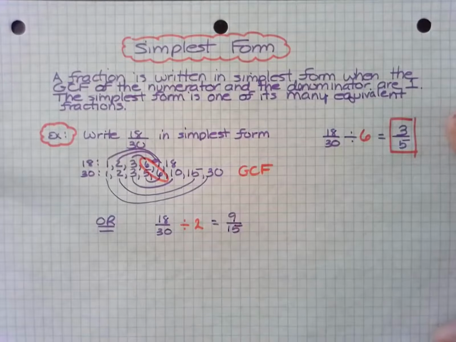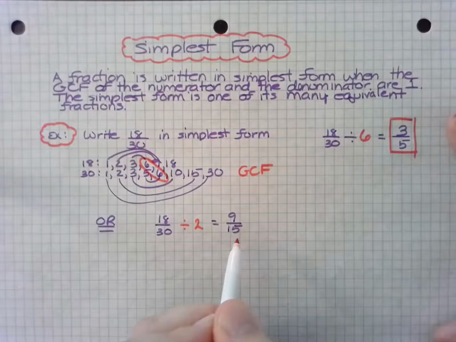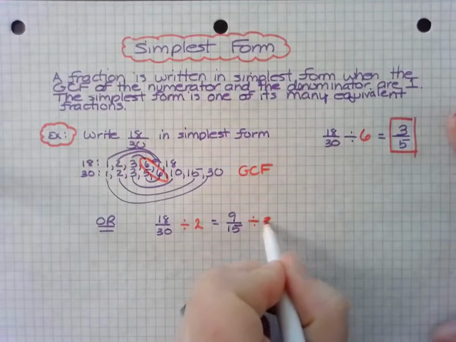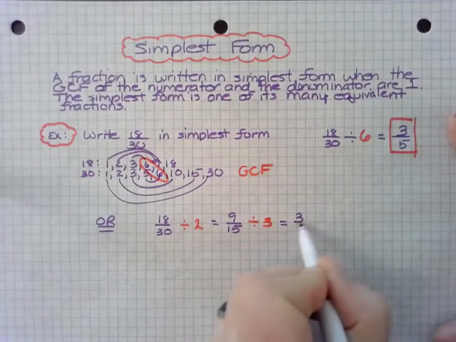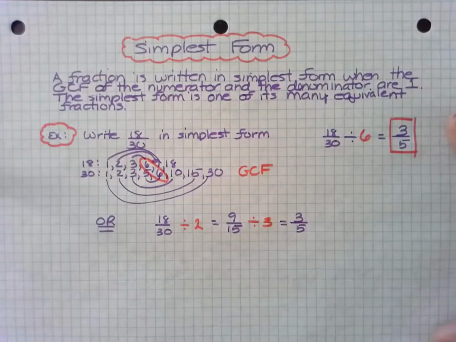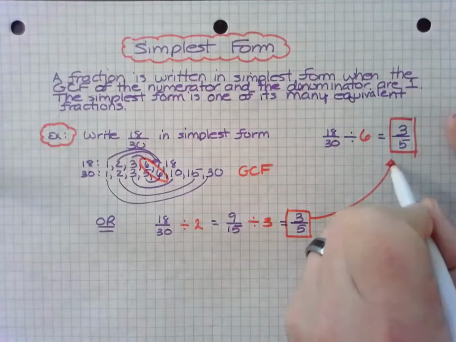But I notice that I could still simplify this because I see that a 3 can go into both of those numbers. So I'm going to divide by 3. 9 divided by 3 is equal to 3, and 15 divided by 3 is equal to 5, and that matches what I originally found in the first method of 3/5.